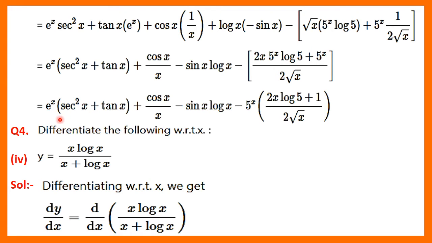That is, e raised to x into sec square x plus tan x, plus cos x upon x, minus sin x into log x, minus. And 5 raised to x is common in these two terms, so it is taken out, that is minus 5 raised to x into 2x log 5 plus 1, divided by 2 root x, is the derivative of the given function. Now the next question, question number 4, fourth one.